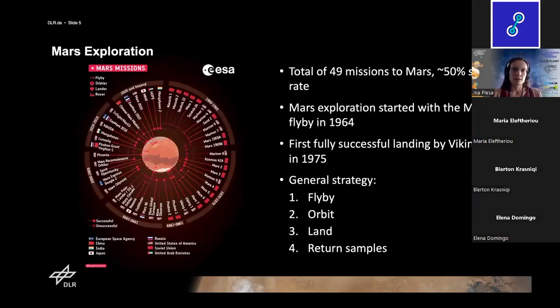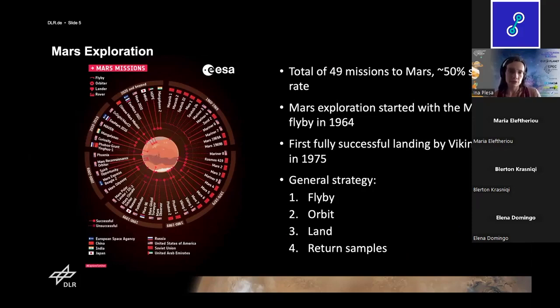Now, when we look at Mars exploration, this is a sketch from the European Space Agency that shows the timeline of Mars missions, starting from the 1960s and going all the way to the present day and the future. On Mars, we had about 49 missions. About half of them were successful. And Mars exploration started in 1964 with the first flyby by Mariner 4.